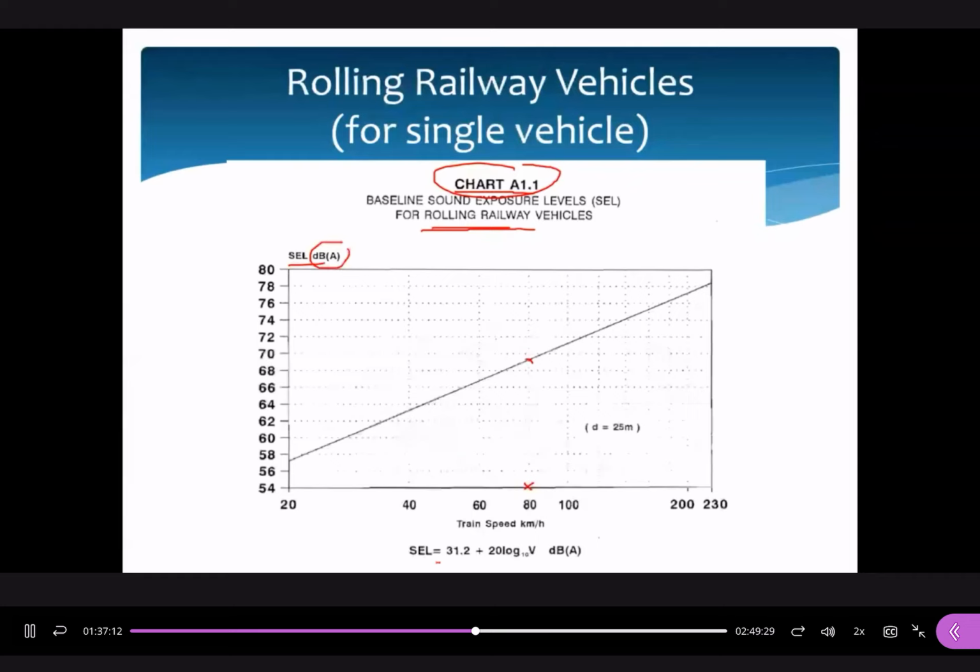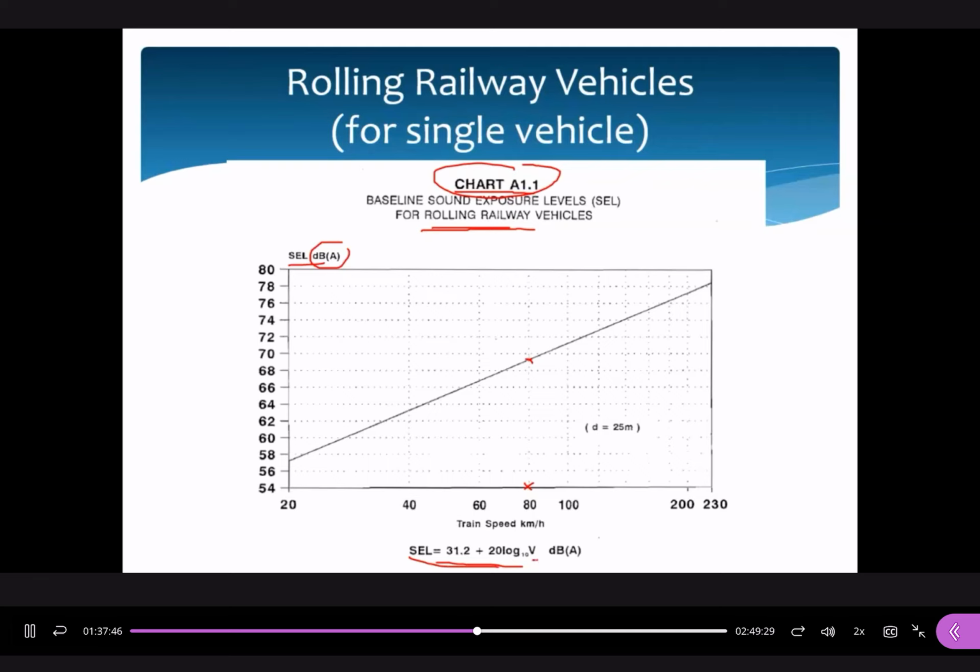You can make use of these equations or these charts to find it out. You do not need to memorize all these equations. All the equations could be provided in your final examinations. I just expect that you can make use of the appropriate equations to find out the results, not to memorize those equations. This equation is exactly the same as you find from this figure. You can check it by yourself.